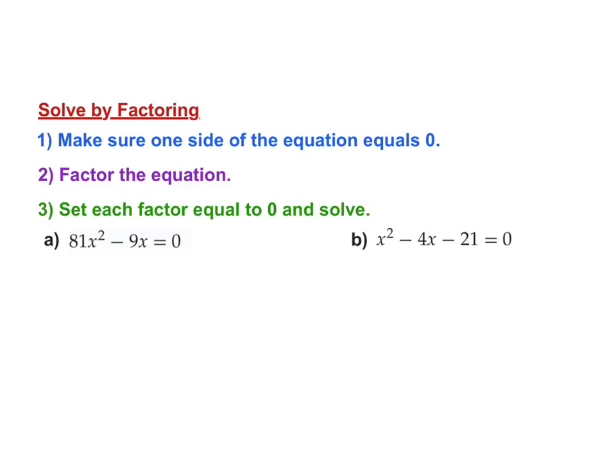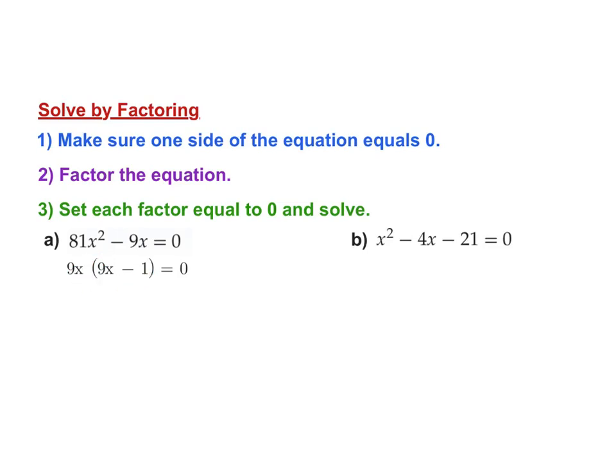Let's look at the first one. Okay. Is there a greatest common factor? Yes. What is it? 9x. Okay, so I need to put a 9x out in front and then divide everything by 9x. One of the things we talked about on Friday, if you start off with two terms, inside the parentheses you should still have two terms when you take a greatest common factor out. So 81x squared divided by 9x is 9x. 9x divided by 9x is 1.